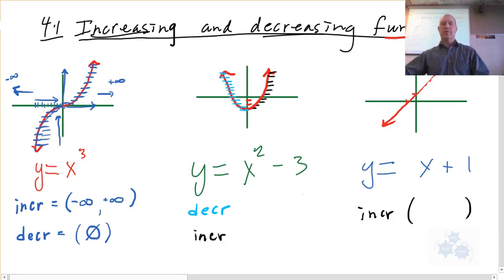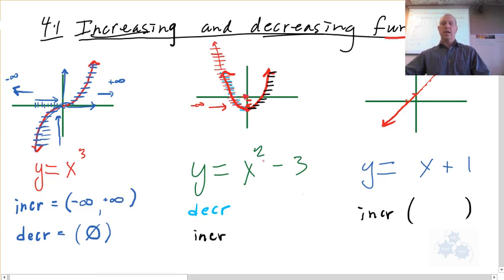Now, this one's a bit different, though, isn't it? I've got these little marks on here. You see the blue marks, right? As x increases from negative infinity over here, the values of the function get smaller and smaller and smaller until x reaches what point? 0. Yeah, until x reaches 0.